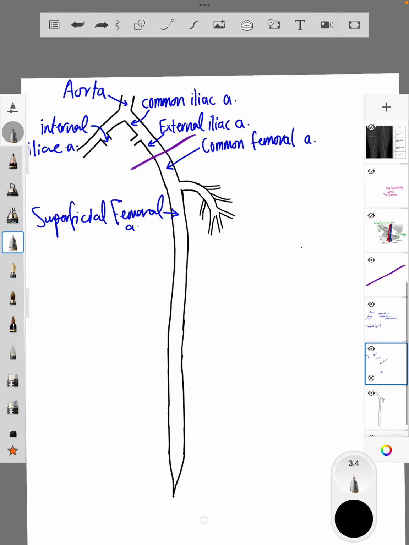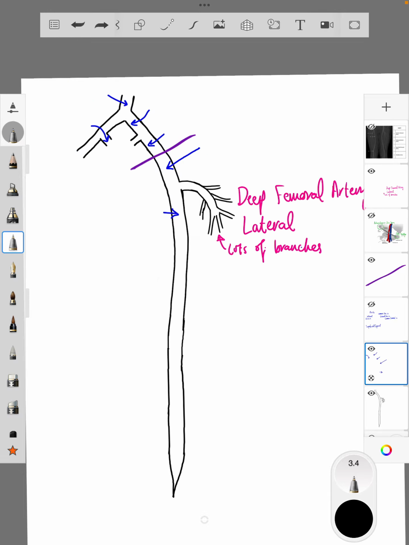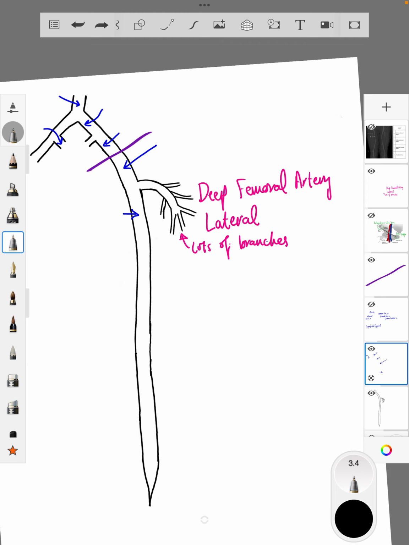So let's start with the deep. The deep is lateral. So it's on the lateral side, and you're gonna see it on CT angios and things like that. You will see that the deep femoral artery is on the lateral side, and it has lots of branches. So it's gonna be the one that has a lot of branches, and you'll be able to know, oh, okay, that's the deep femoral artery. And why does it have a lot of branches? Because it supplies the thigh, all of the upper thigh.